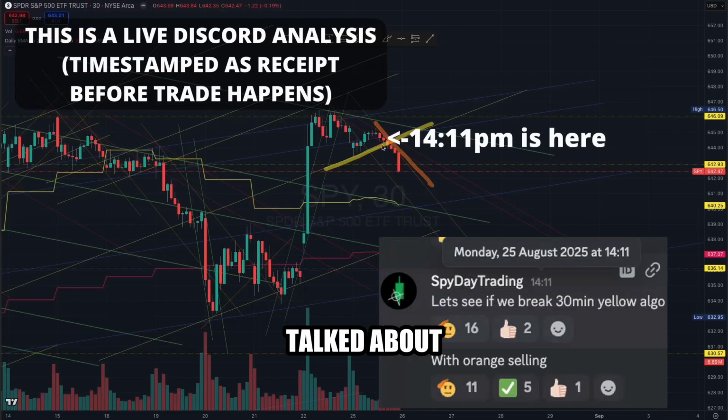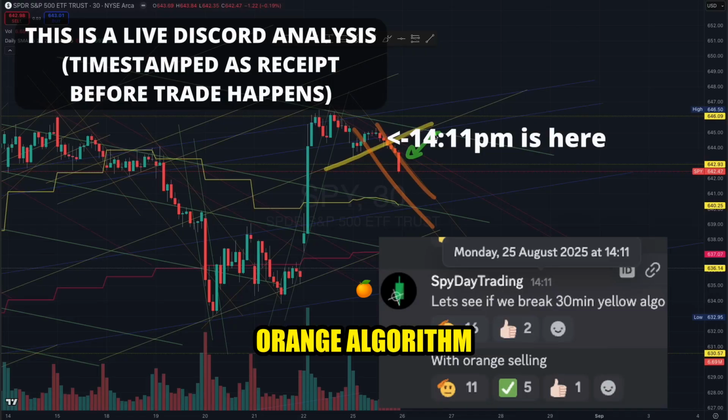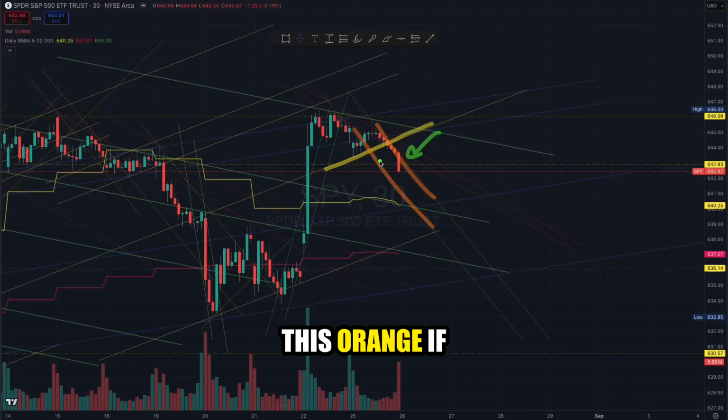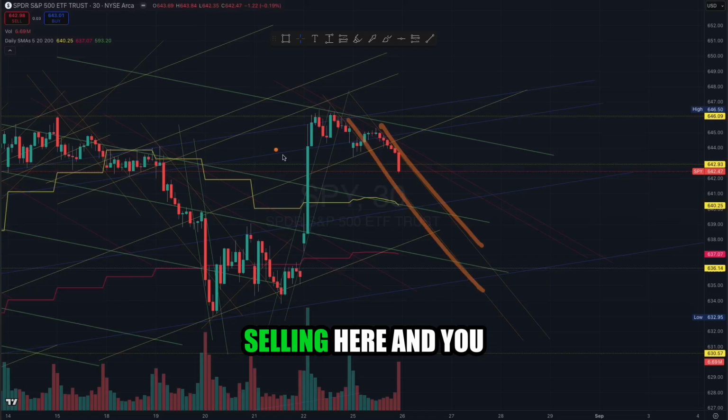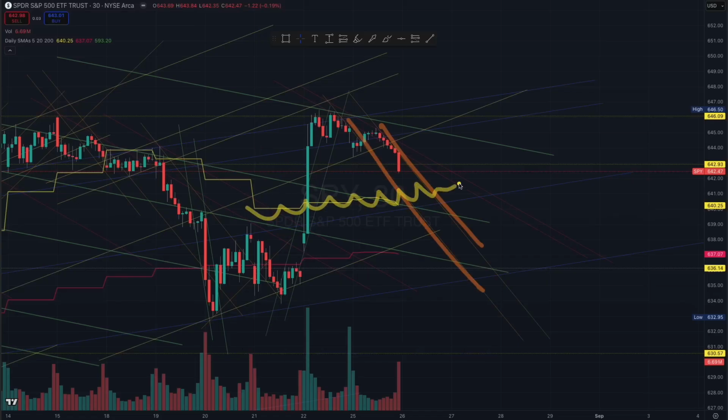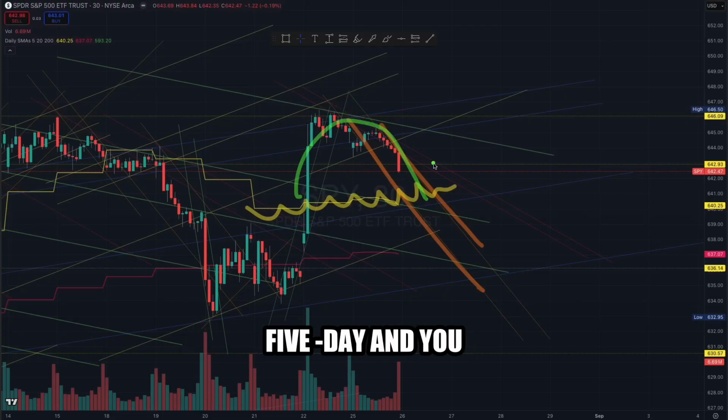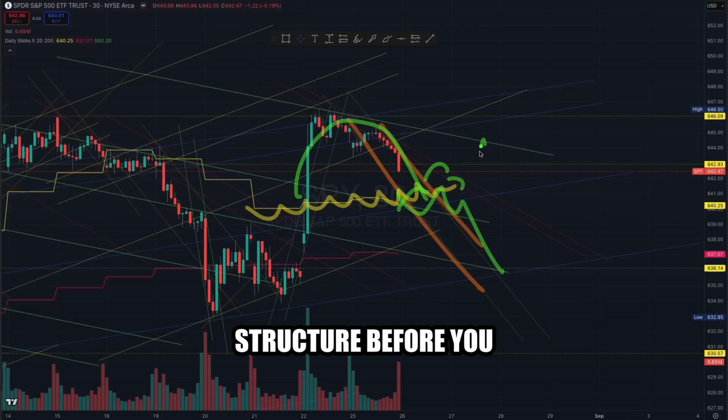And this is something that I talked about during trading hours, especially when you see the break of that and using the orange algorithm to guide on the way down. So tomorrow you have to be looking out for this orange if there is persistent selling right there. Look out for your 5-day moving average, because if there is persistent selling here and you see the 5-day moving average slightly trending up, you wait for the cup close at 5-day and you look for another structure before you start heading down.